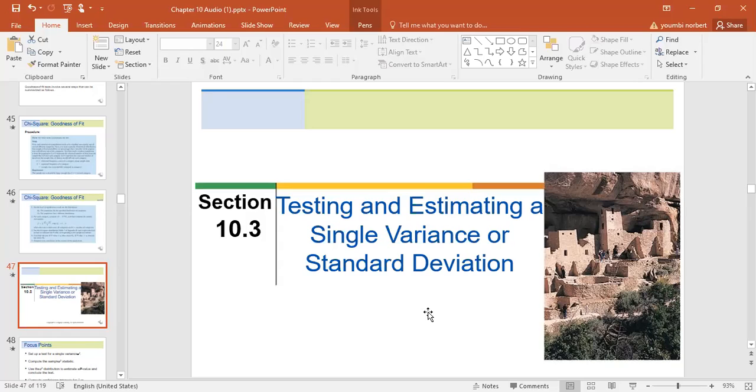The test value, we have done so many tests. That's the reason why I usually skip this. You can read it on your own. The test value here is chi-square equal to n minus 1 times s squared over sigma square. Sigma square is the number that you have there. S is the sample standard deviation. S square is the sample variance. N is the sample size. That gives us the test value.